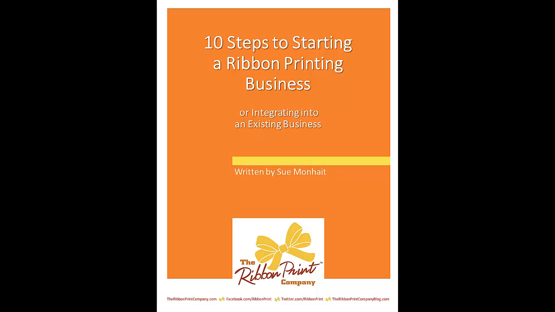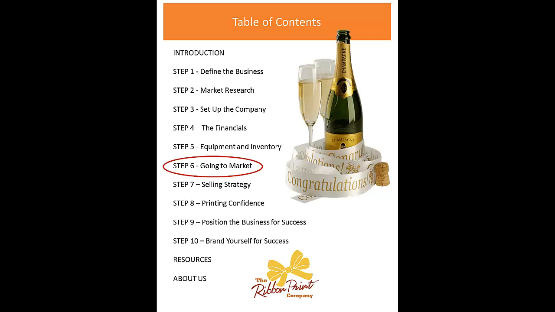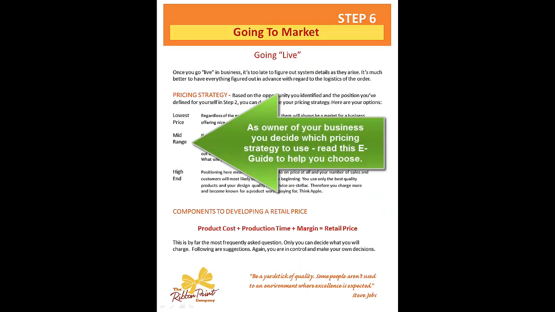Many of you have seen this e-guide that I've put out. It's a free e-guide and it's available on our website, theribbonprintcompany.com. If you don't have it, go grab this because step 6 talks about being the lower priced leader, the mid-range, or the higher priced custom ribbon business. If you're going to be the lower priced vendor, then you'll probably run a lot more volume.